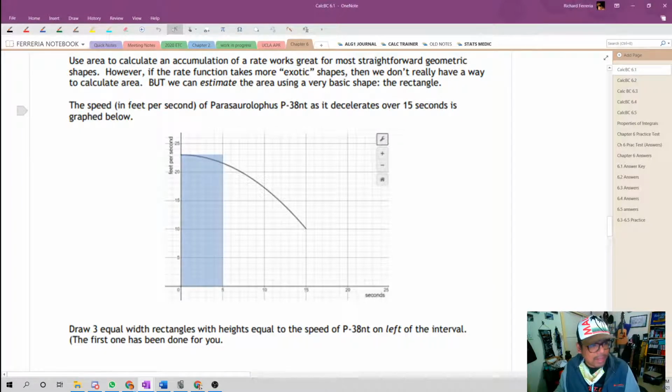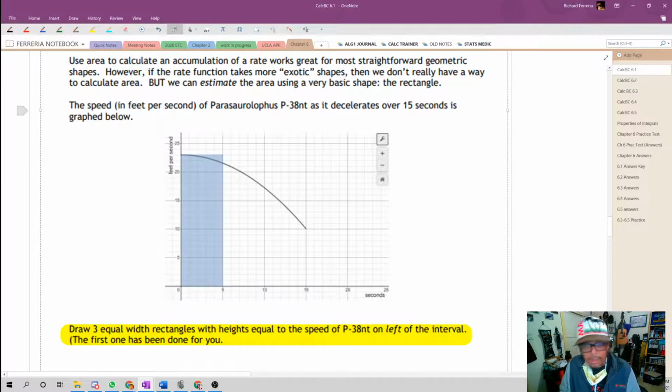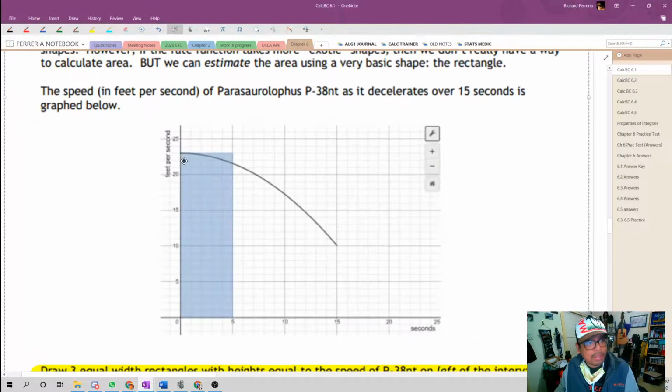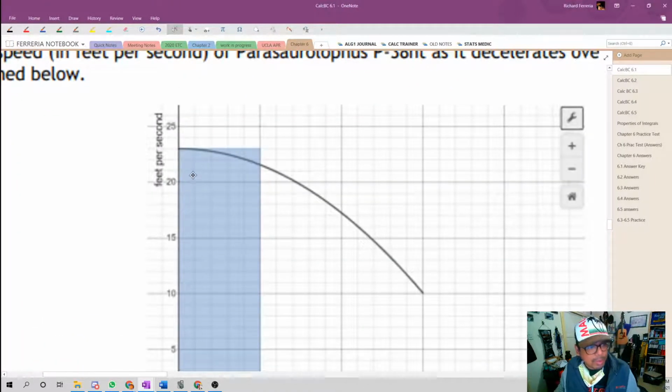So we can see that its velocity is decreasing. And it says down over here, you're supposed to draw 3 equal-width rectangles with heights equal to the speed of the P38NT on the left side of the interval. And that first one has been done for you. I'm going to zoom in here just a little bit, and we see that the height of this first rectangle matches the curve perfectly on the left side.